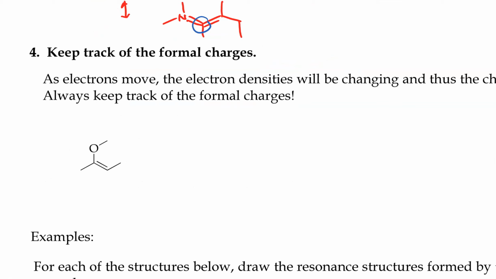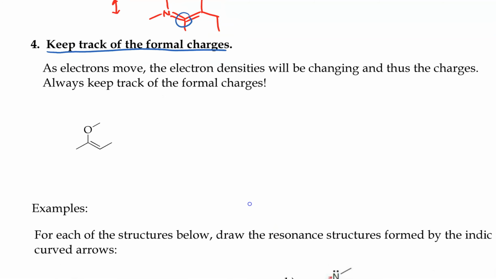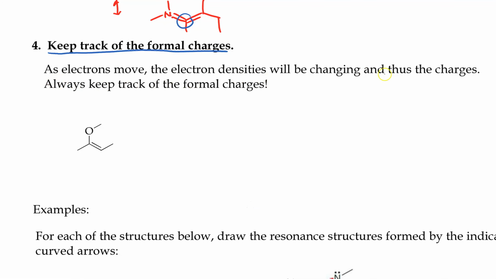And lastly, on this last rule right here, keep track of the formal charges. As electrons are moving around when we draw resonance structures, the electron density will be changing, and the formal charges of the atoms would also be changing. So always keep track of the formal charges, because that again is very important in recognizing the electron density of the molecule.